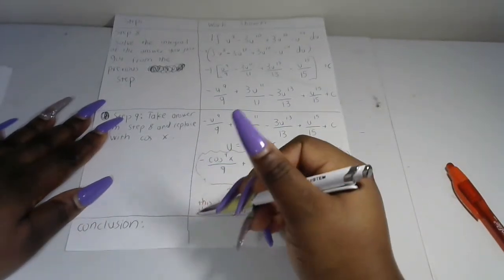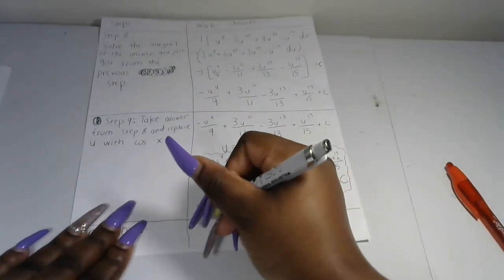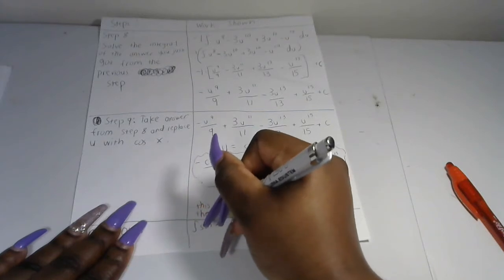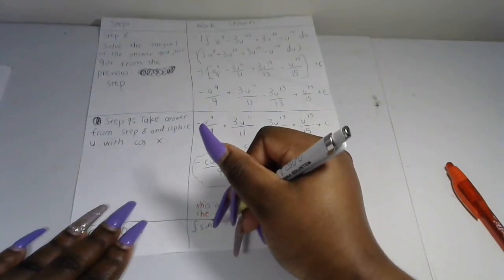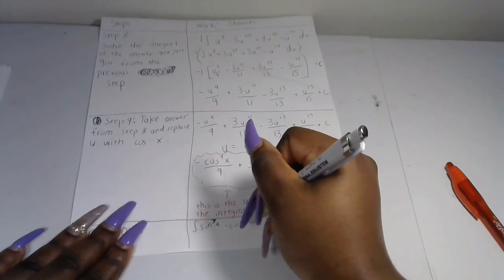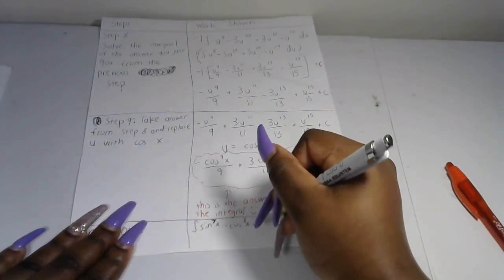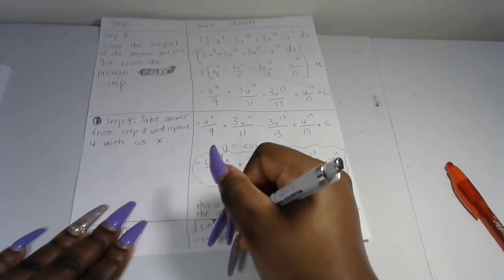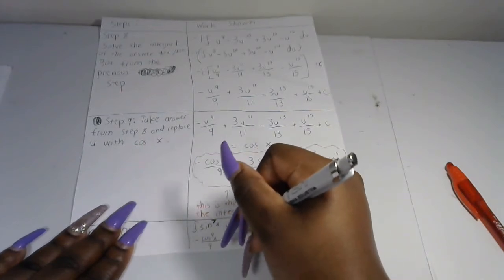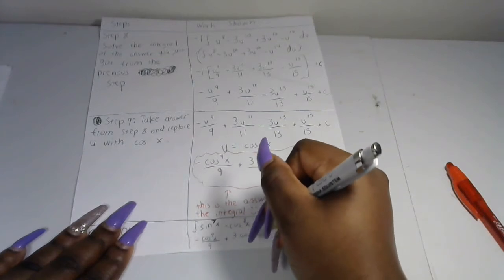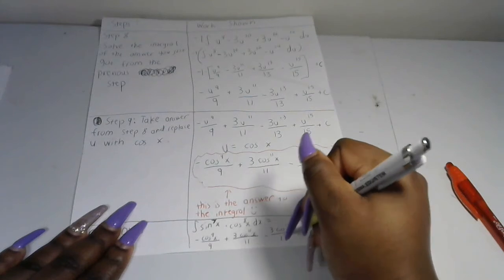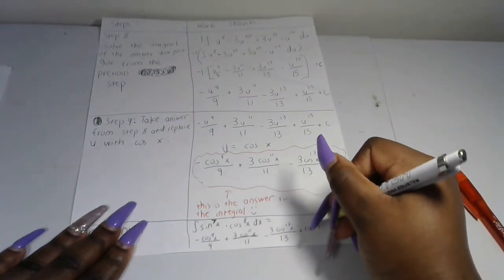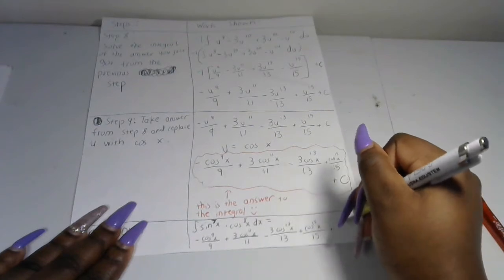So in conclusion, we can conclude that the integral of sine x to the 7th, let me write that 7 better, sine x to the 7th, times cosine x to the 8th, dx is equal to negative cosine x to the 9th over 9 plus 3 cosine x to the 11th over 11 minus 3 cosine x to the 13th over 13 plus cosine x to the 15th over 15 plus C. So that's the answer.